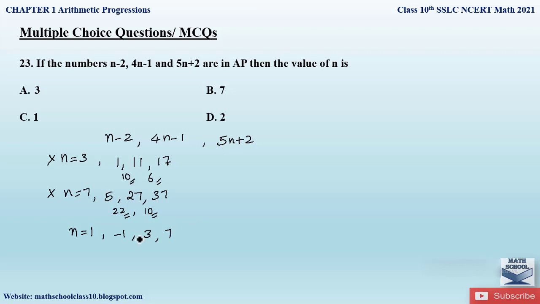Now let us take the common difference. 3 minus of minus 1 will be 3 plus 1, which is 4. 7 minus 3 is also 4. So here the common difference is same. So therefore this list of numbers forms an AP. Therefore we can say that the n value is equal to 1. Therefore our correct option will be option C. So this is the shortcut method. By using the options, you can find out the result or the value of n.